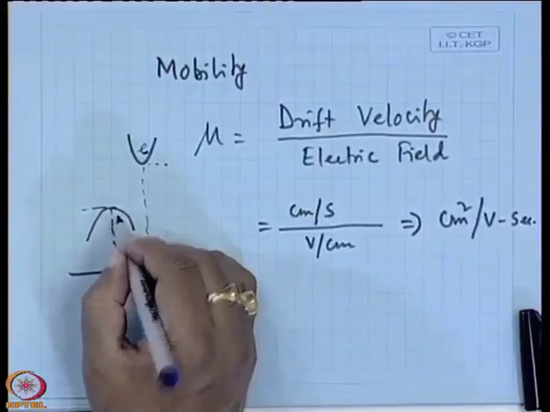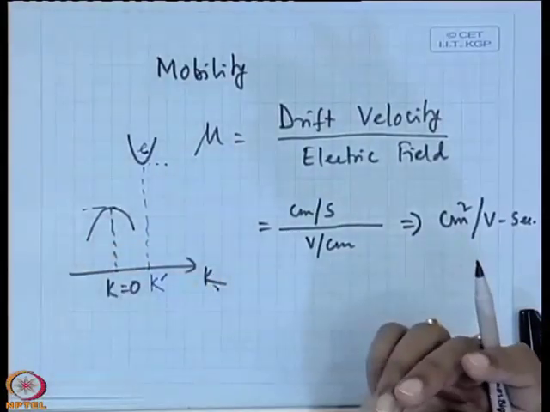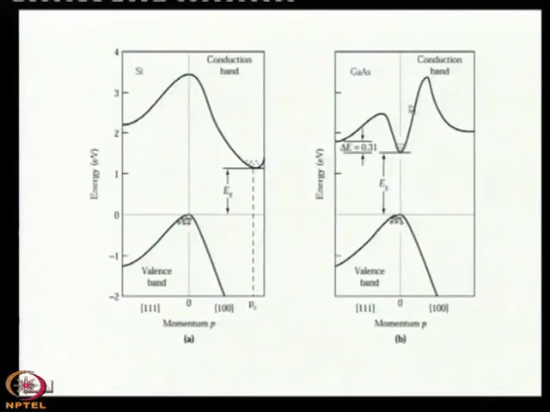recombine with a hole in the valence band, because emission of light is associated with the recombination of electrons and holes. First, the electrons are excited from this point to that point. Then the excited electrons come back or jump down to the valence band, where they recombine with the hole. So, during recombination, the energy is released in the form of electromagnetic radiation.